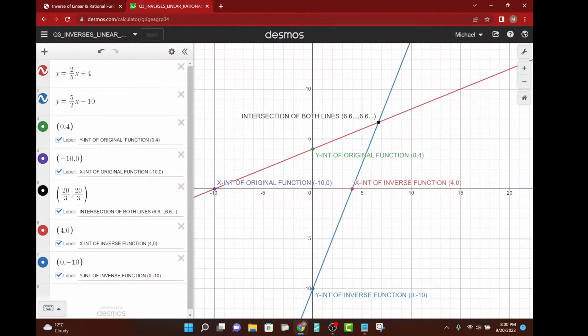Here, what I've got graphed in red is the original function. Notice the x-intercept is at negative 10 comma 0. The y-intercept of the original is at 0 comma 4. Now look at the inverse function. The y-intercept is at 0 comma negative 10. You see, the x-intercept of the original is at negative 10 comma 0, and the y-intercept of the inverse is at 0 comma negative 10. Very interesting. And look at the x-intercept of the inverse. It's at 4 comma 0.